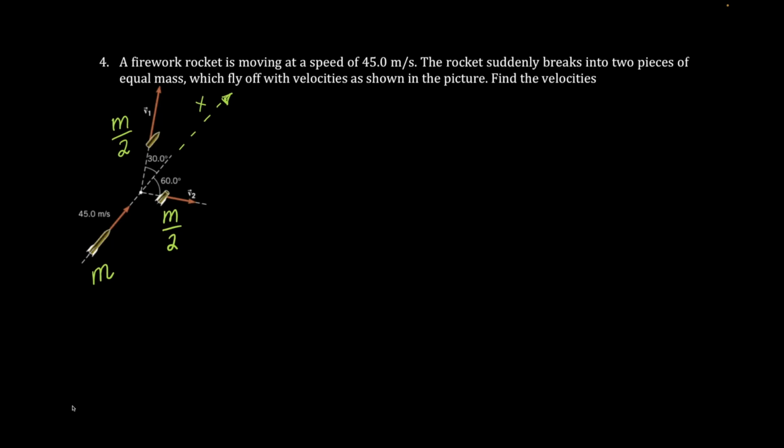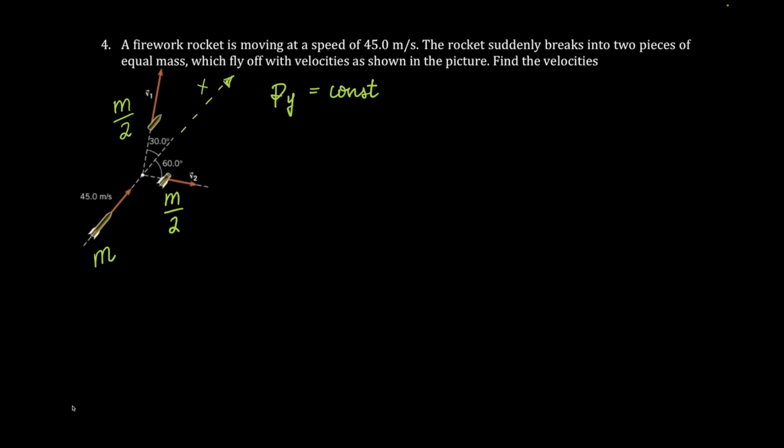In an explosion, just as in any collision, momentum will be conserved. Kinetic energy won't. There will be some extra kinetic energy in the case of explosion because explosion happens at the expense of potential chemical energy in this case. We are going to employ our conservation of momentum. Py equals constant and Px also equals constant. They do not change in the x direction and in the y direction.